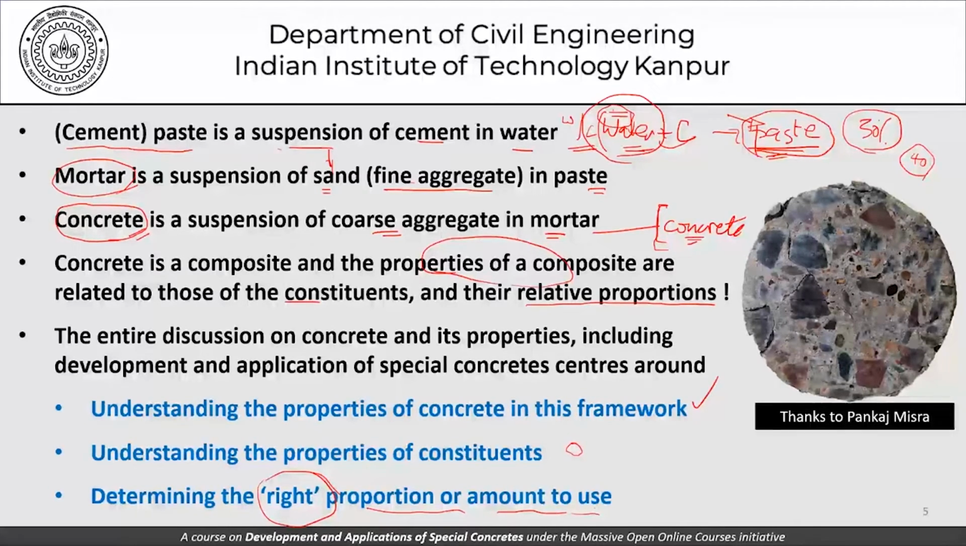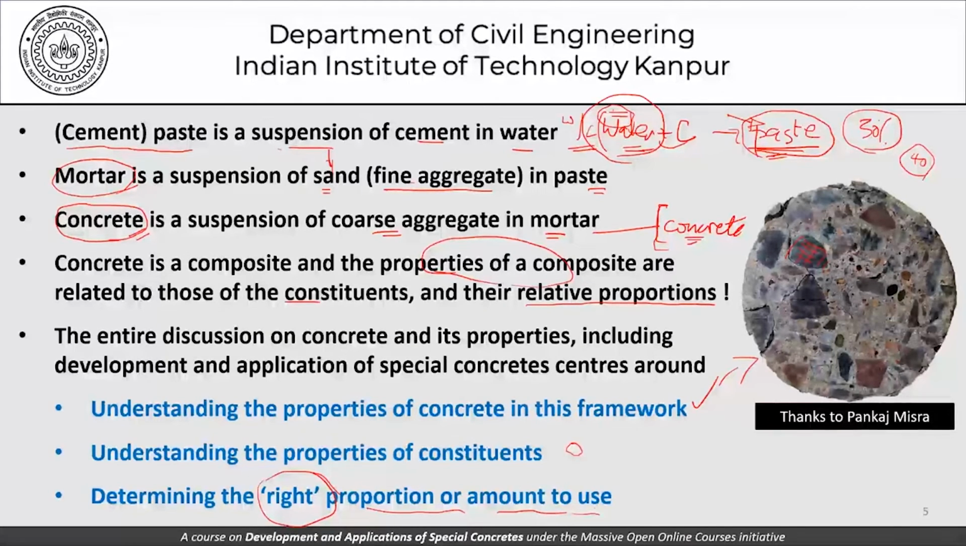Now, this picture gives you exactly this kind of framework. Here you can see that these coarse aggregates can indeed be looked upon as suspended in some form of mortar. Of course, it's not possible to see the fine aggregates, but you can imagine that this analogy of coarse aggregates being suspended in a pool of mortar can be extended to fine aggregates being suspended in a pool of paste and cement being suspended in water.